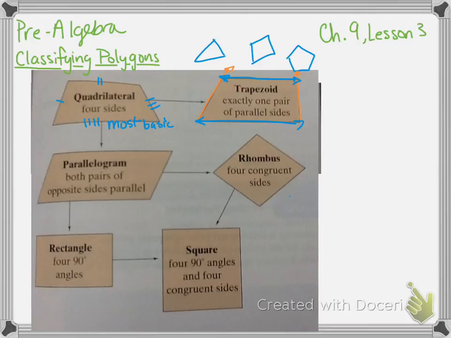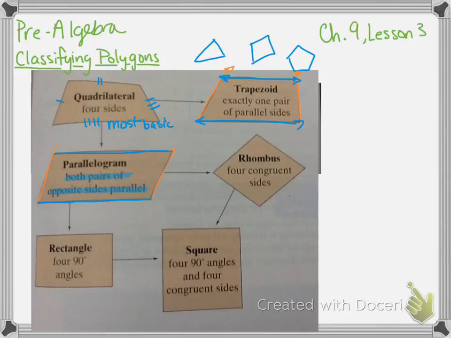A parallelogram, on the other hand, like a quadrilateral that has 4 sides, has 2 pairs of parallel sides. Both pairs are parallel. So this side is parallel to this side, and this side is parallel to that side. So that's why we have both pairs of opposite sides are parallel. And opposites are the ones that are across from each other. The orange lines are across from each other, and the blue lines are across from each other.